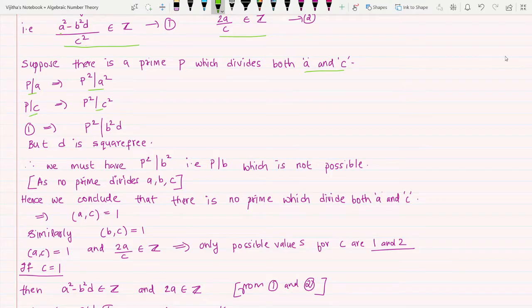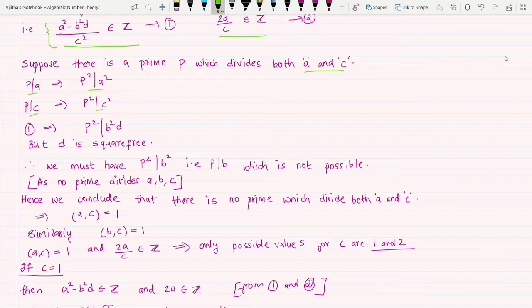And this is an element of Z, so it is an integer. So this quantity should be an integer. So the only possibility is that P square should also divide B square D, otherwise it will not be an integer. So P square should divide B square D.